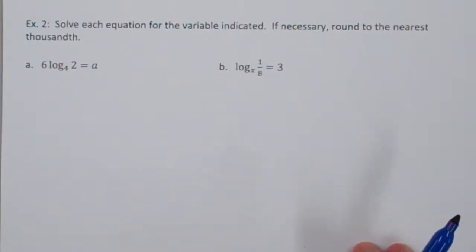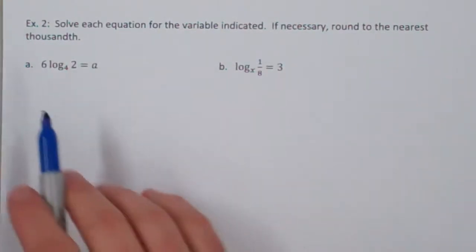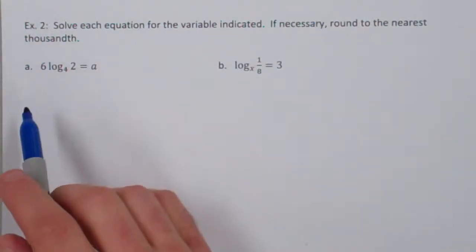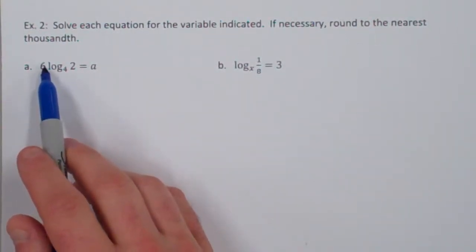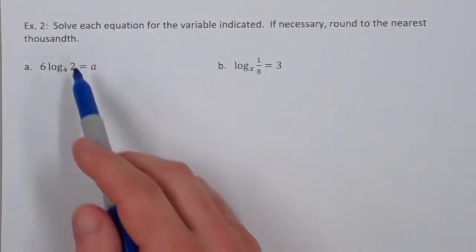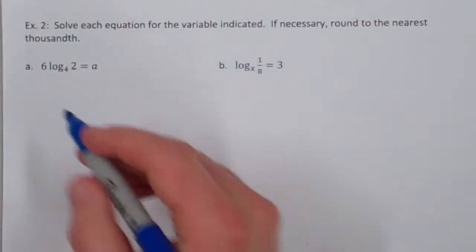In example 2, we need to solve each equation for the variable indicated. Where necessary, we'll round to the nearest thousandth. For part A, there's a couple different ways to do this. One thing is that you could take this number that's outside here, move that up into the exponent position inside the logarithm, and then go ahead and do that math.